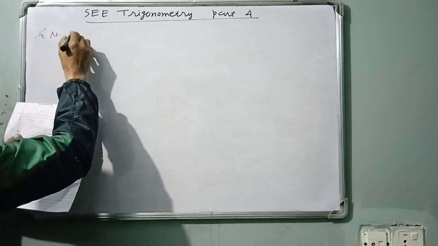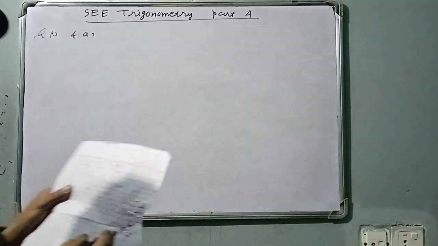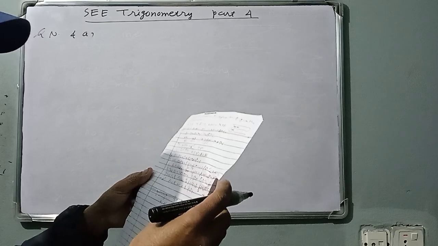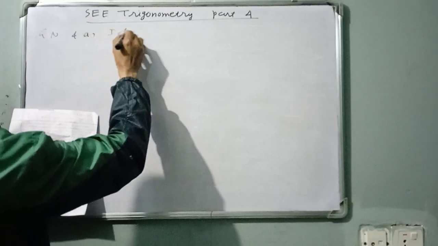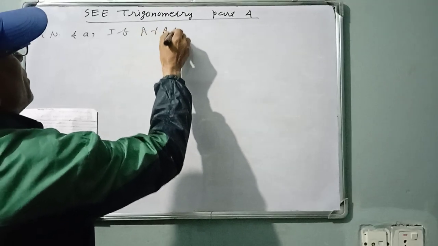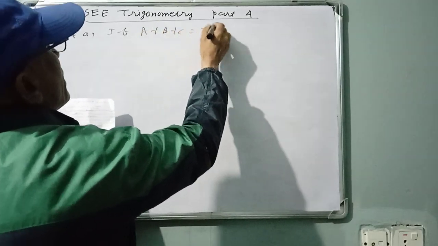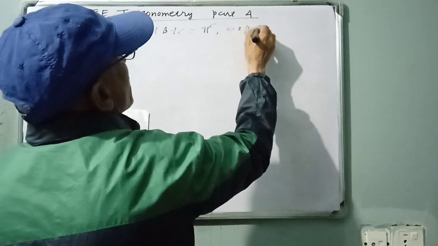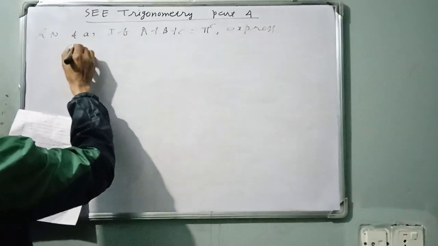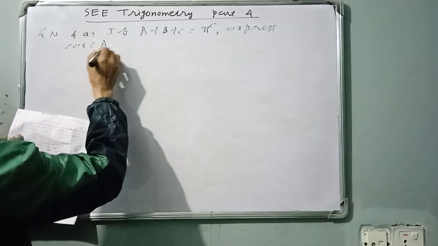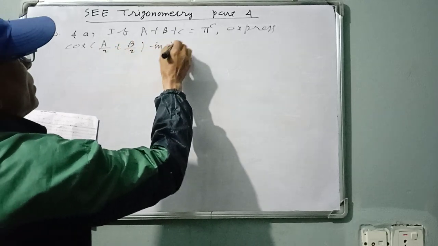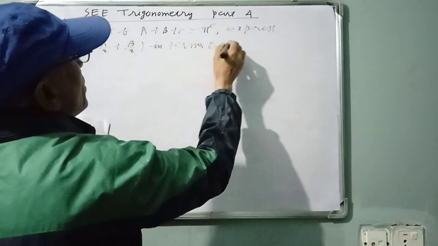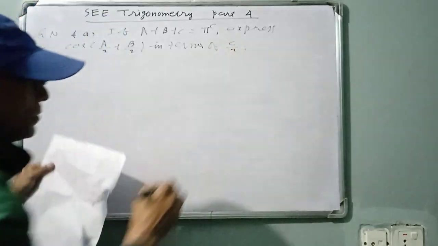Question number 4a. Continue 4ab, 9abc, 16, 17, 18. Question number 4a. If a plus b plus c equals pi radian, express cot of (a by 2 plus b by 2) in terms of c by 2.